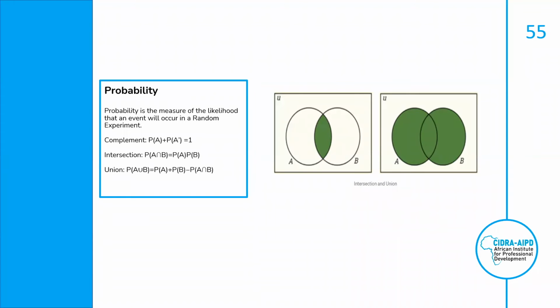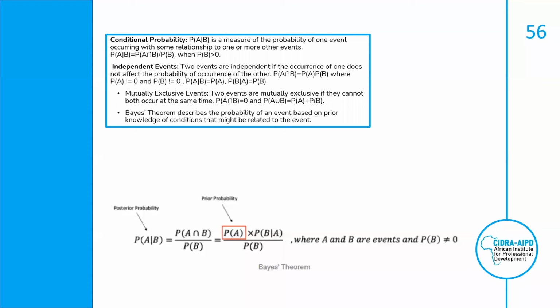Probability. Probability is the measure of likelihood that an event will occur in a random experiment. Conditional probability is a measure of the probability of one event occurring with some relationship to one or more other events. Independent events. Two events are independent if the occurrence of one does not affect the probability of the occurrence of the other.